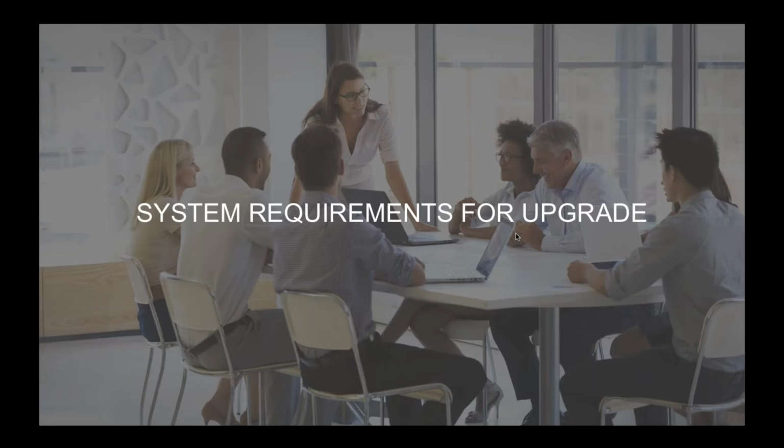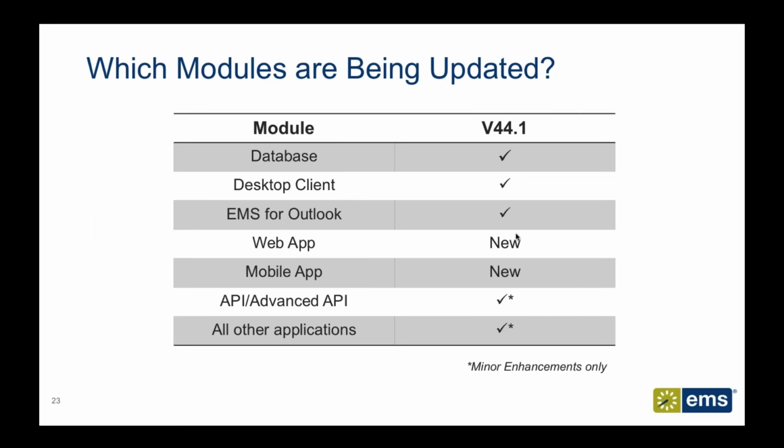We wanted to talk a little bit today about some of the system requirements for the upgrade. As it relates here, we just wanted to give you an idea of which modules are being updated. Just as a side note here, this version is 44.1, but don't let the .1 fool you. It is something that does require some work. The database is going to be updated, as well as the desktop client and the EMS for Outlook capabilities.